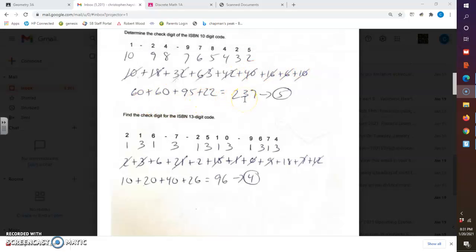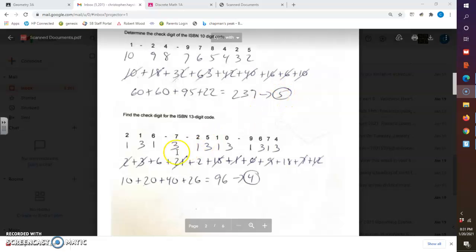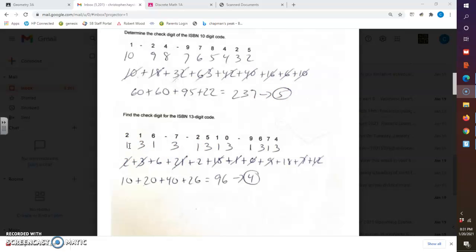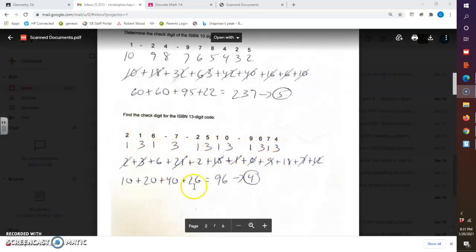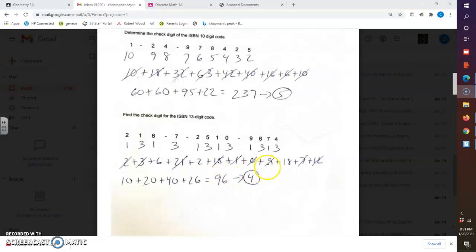We get a sum of 237, and we're going to our next multiple of 11 to get our check digit. The next multiple of 11 is 242, so the check digit is 5. And finally, a 13-digit ISBN code, 1313131313. We multiply and we add, we get 96, and our check digit is 4.